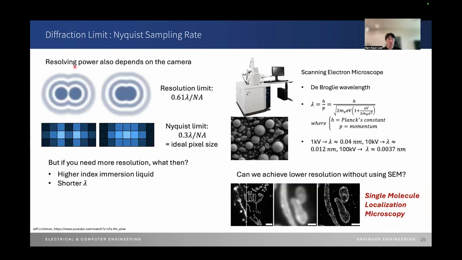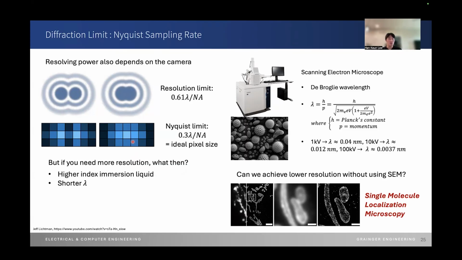So the resolving power can also depend on the camera itself. We learned that the resolution limit is set by the Rayleigh criterion, which is 0.61 lambda over NA. However, the Nyquist limit also specifies that we must sample at twice the frequency. So the ideal pixel size is half of this, which is 0.3 lambda over NA. If you don't have that, even though we can technically differentiate these two different point sources, what we're going to see in the image is just one single point source.